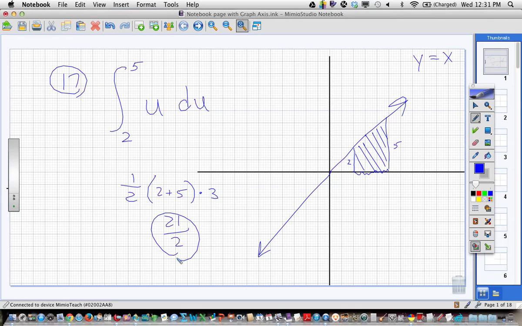That's the function. If this was u squared, it'd be a parabola. If this was sine u, this would be the sine curve.